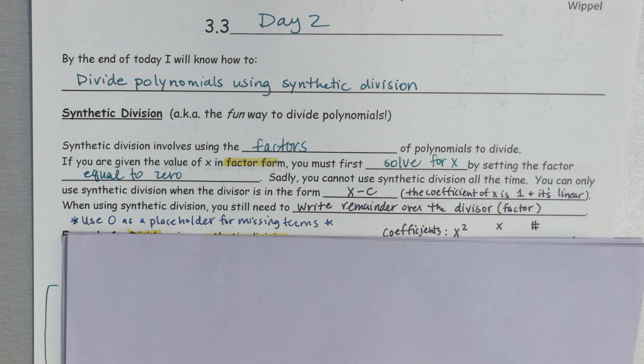This is kind of similar to completing the square. Remember how in completing the square, the x squared value had to have the coefficient of 1? This is similar. And then when you're using synthetic division, you still need to write your remainder over the divisor, so over the entire factor. Another thing you have to do is use 0 as a placeholder for missing terms. Remember how we did that with long division? The same thing is going to be true with this.